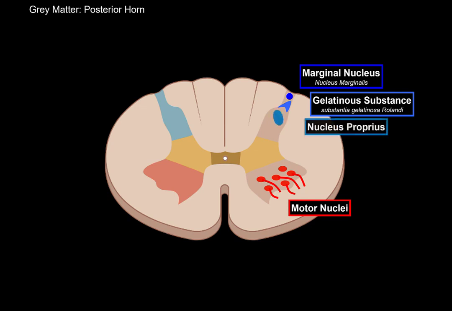Then there's the nucleus proprius, which consists of neurons that modulate sensory input like pain, touch, and temperature. They take the information and send it upwards to the higher centers. After that, we have the posterior thoracic nucleus, which receives unconscious proprioceptive information, basically giving information about the position and posture of the body. So that was the posterior horn.